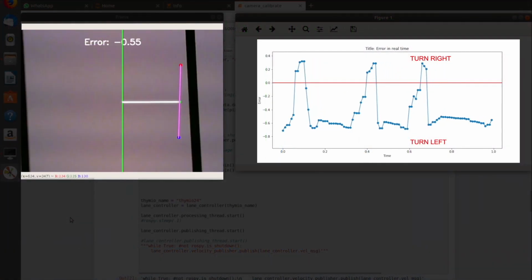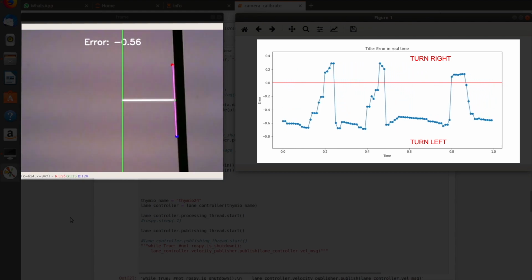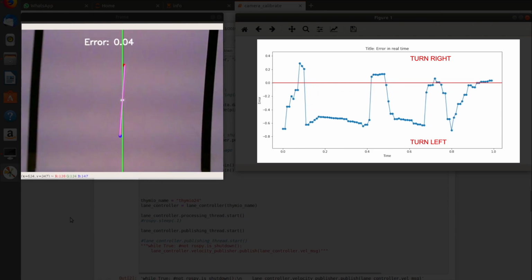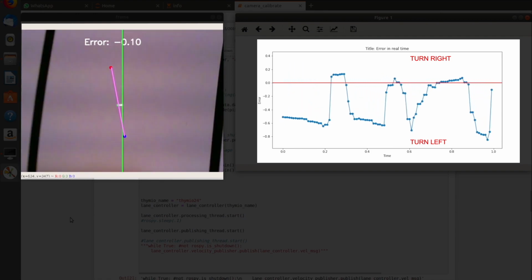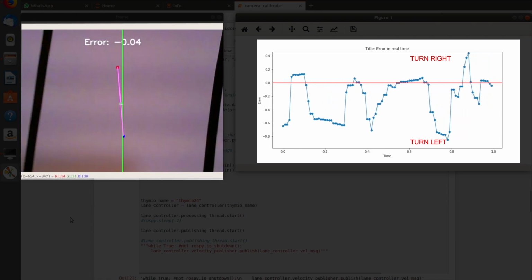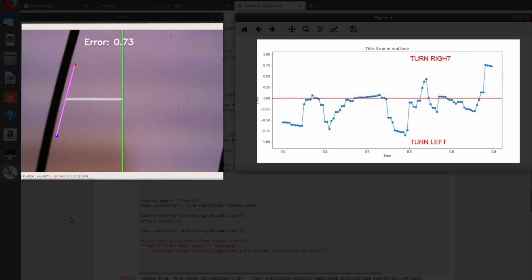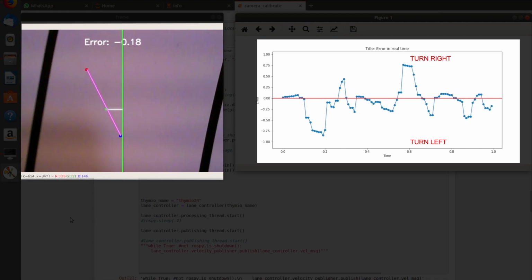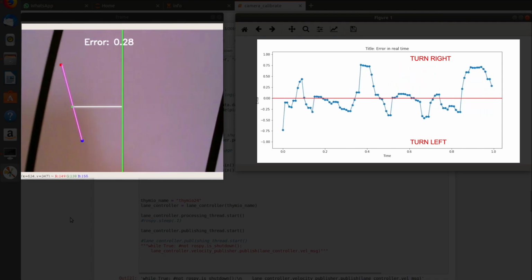The simulation shows the error behavior while the robot is following the lane. The left window visualizes the 2 error components in real time. The plot on the right shows the error value. When the sign of the error is positive, Mighty Thymio will turn right. Vice versa, when the sign of the error is negative, the robot will turn left. The control action is ruled by a PID controller.